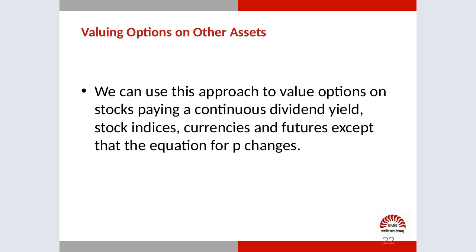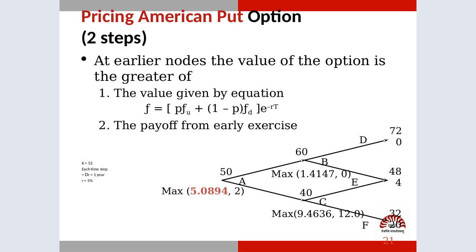So if you have a stock which pays dividend, no problem. Instead of generating the tree from S0, subtract the present value of the dividend from the spot price. So if there was a dividend, take out the present value of the dividend from 50 and then draw the tree. Let's say it becomes 48. So the tree starts at 48.